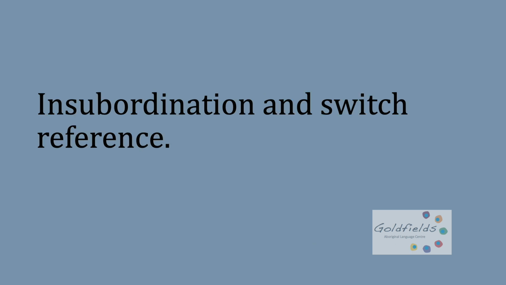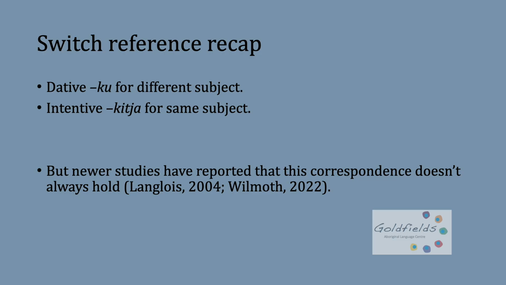I think that the prevalence of insubordinate clauses relative to subordinate clauses may be having an effect on Pitjantjatjara's switch reference system. So just to recap, we said that the dative gu suffix is normally used for subordinate clauses that have a different subject to the main clause, whereas the intentive gitcha suffix is used to mark subordinate clauses that share a subject with the main clause.